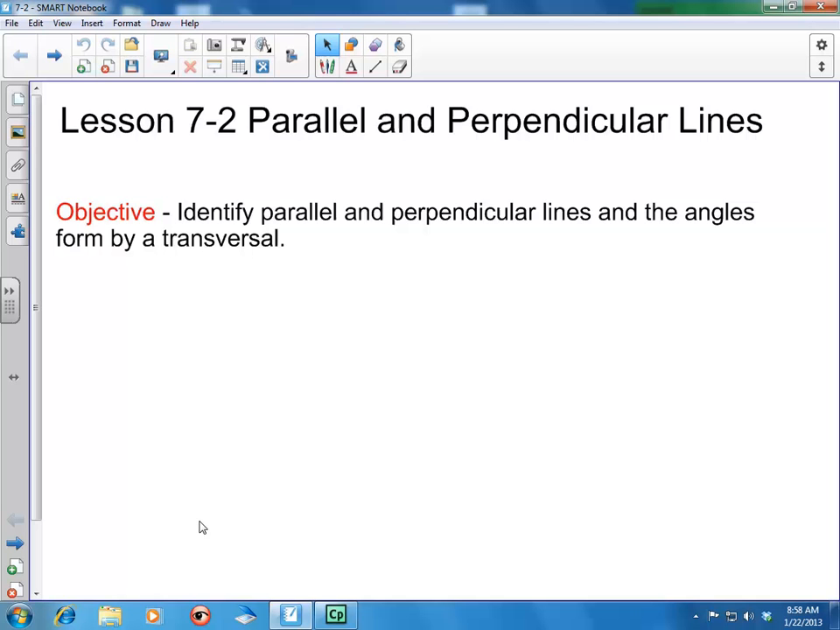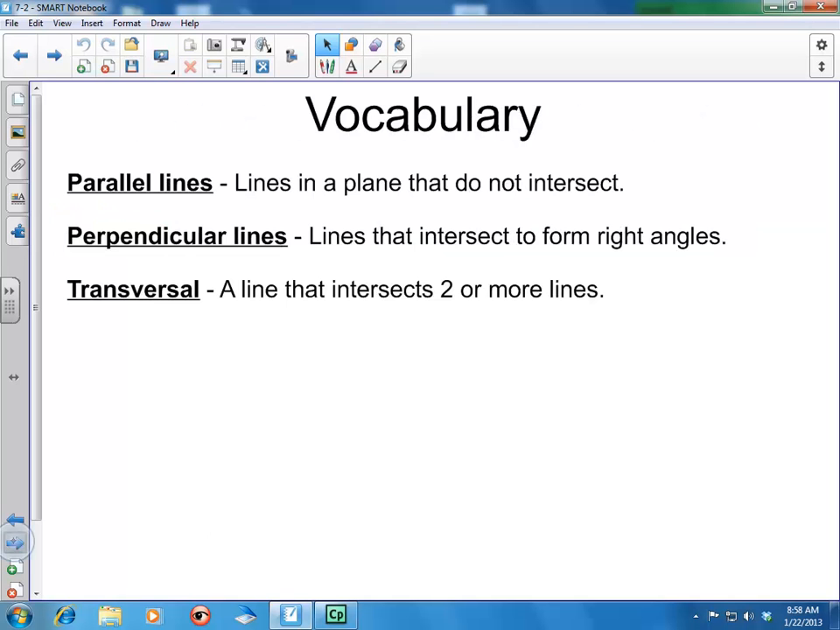Today we are going to be talking about Lesson 7-2, which is parallel and perpendicular lines. Okay, and we're going to be identifying parallel and perpendicular lines and the angles formed by a transversal. All right, we do have three vocabulary words today.